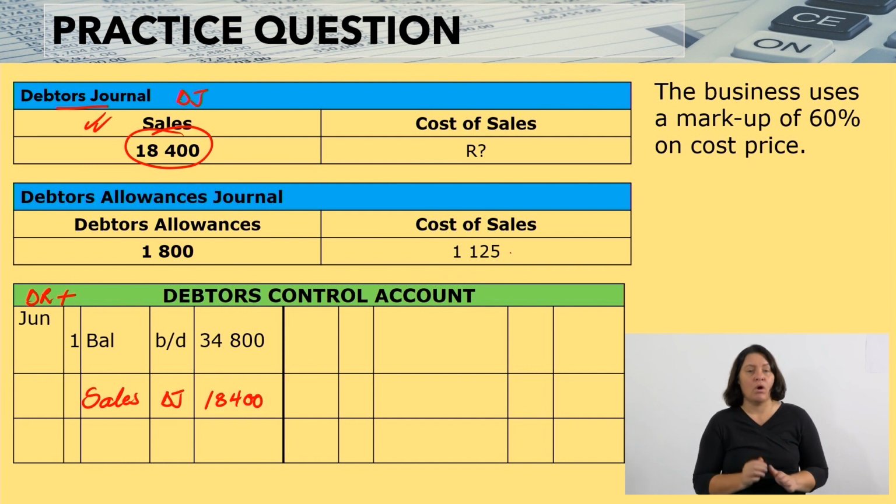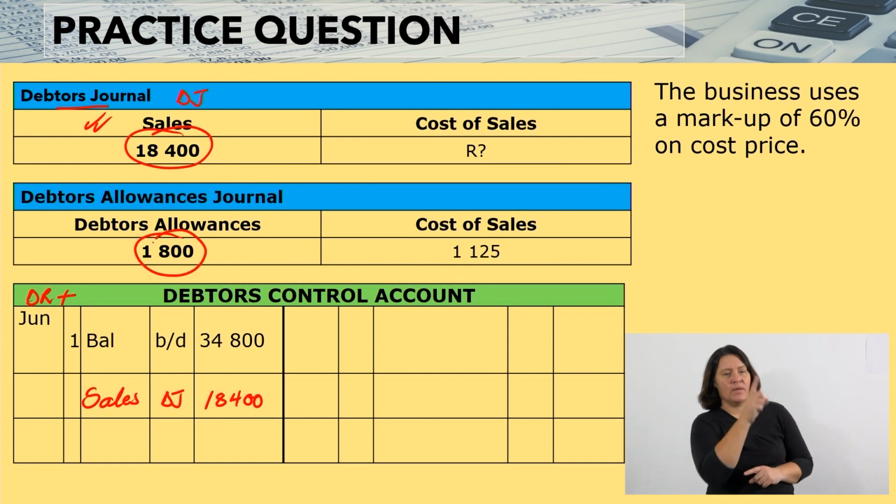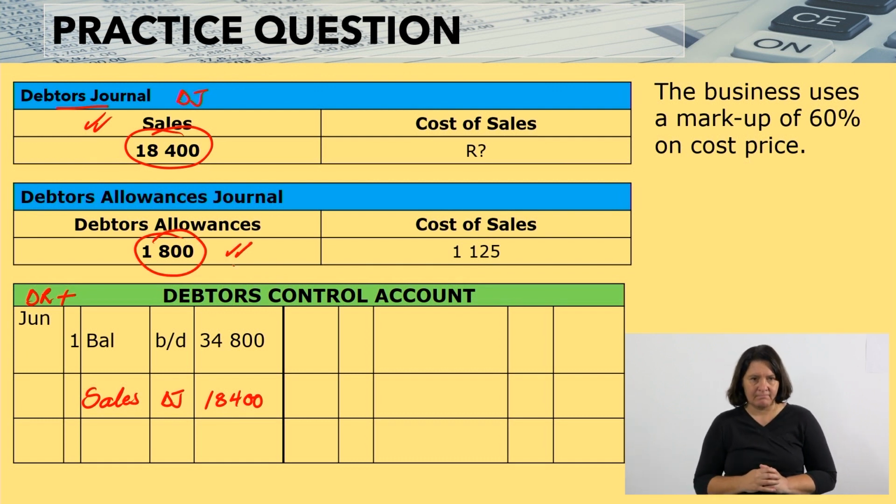We will not use the 1,125, but we will focus on the 1,800. Very important to note that debtors allowances decrease our debtors balance. Therefore, do we debit our debtors control or do we credit it in this case? Definitely we should credit it.